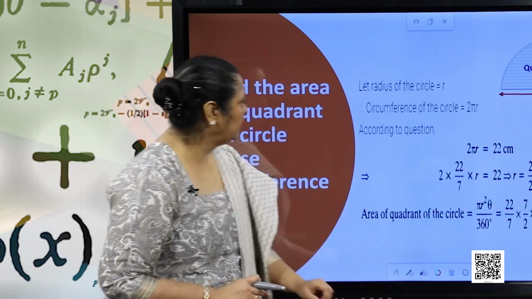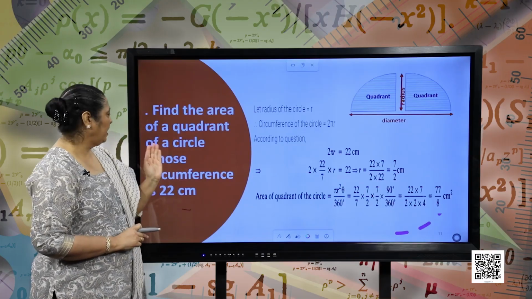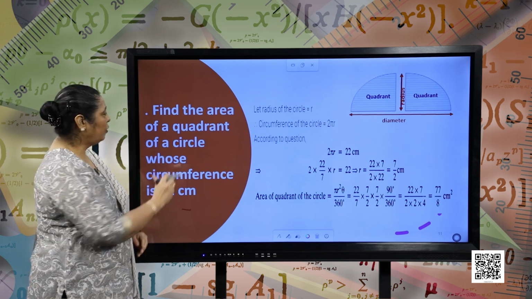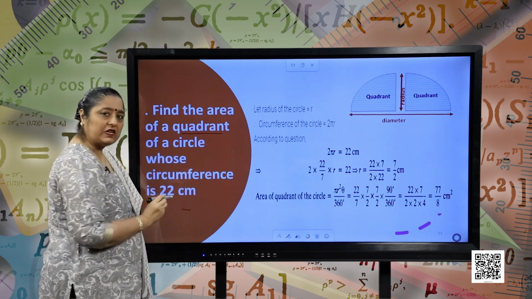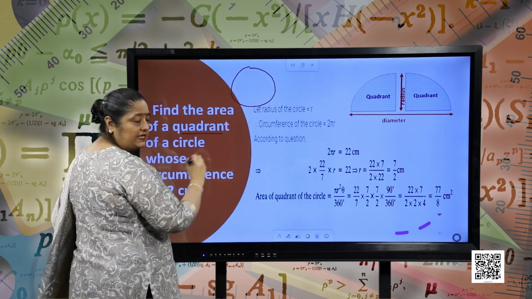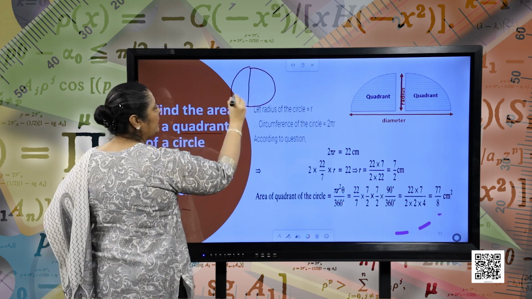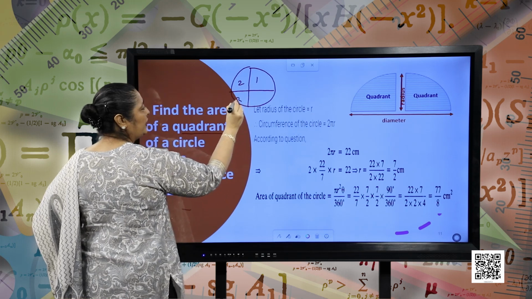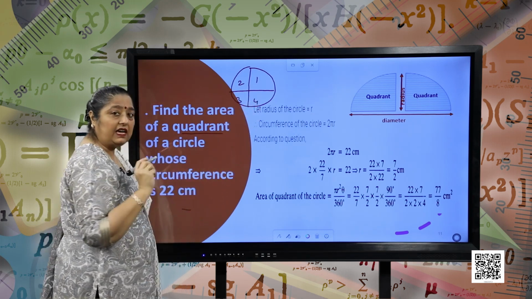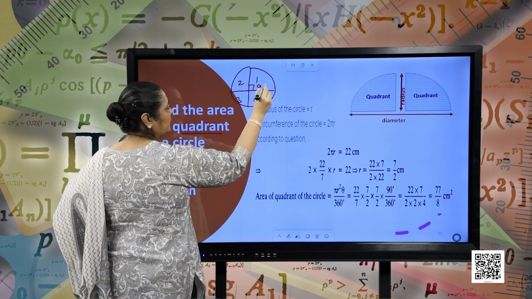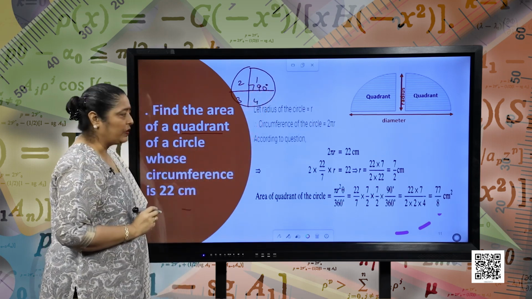Let us move forward. Find the area of the quadrant of a circle whose circumference is 22 centimeter. So, the word quadrant, what is a quadrant? If this is a circle, then the circle is divided into 4 quadrants, quadrant 1, 2, 3 and 4, and the angle in each quadrant is 90 degree. So, let us move over to the question.